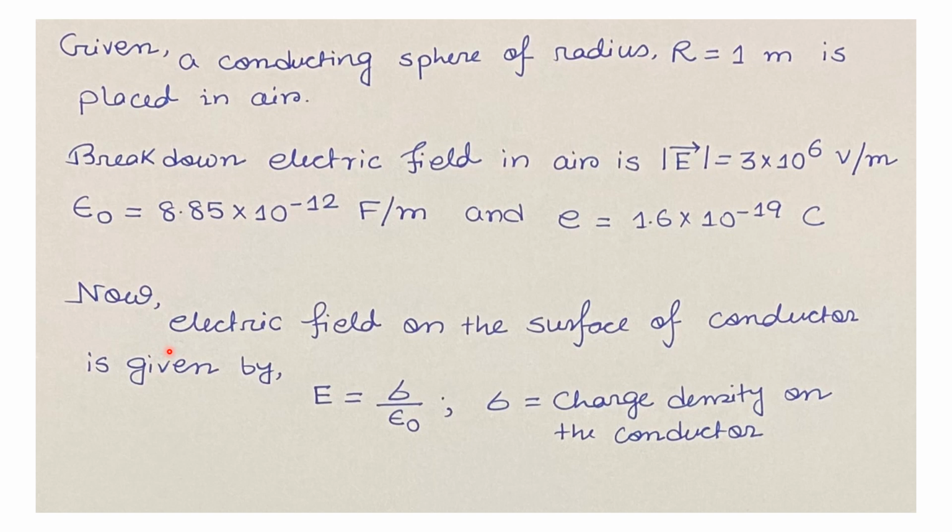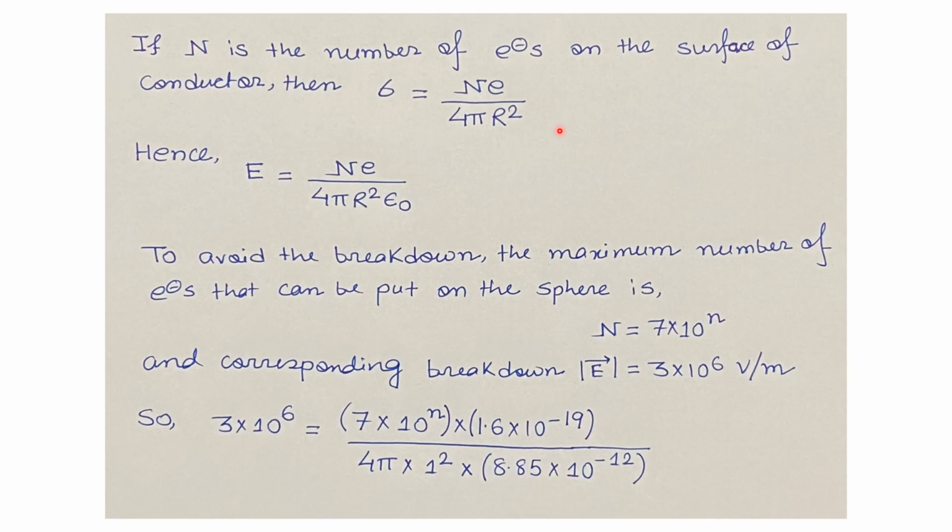Now we know the electric field on the surface of a conductor is given by E equals sigma by epsilon naught, where sigma equals charge density on the conductor surface. Now, if N is the number of electrons on the surface of the conductor, then sigma is given by N times e divided by 4 pi r square. So, this is the surface area of the conducting sphere. Hence, the electric field on the surface is N e divided by 4 pi r square times epsilon naught.